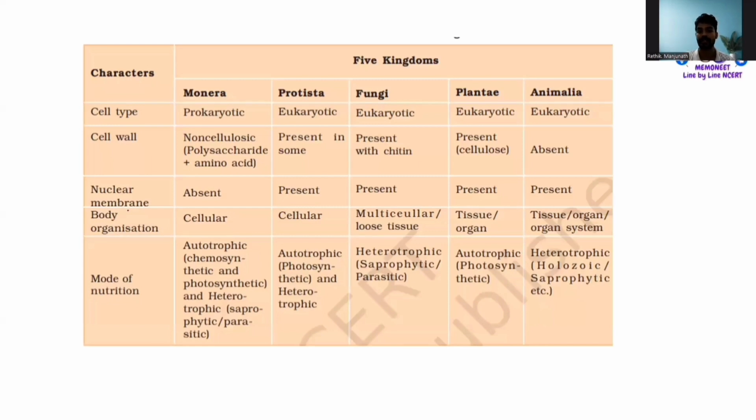So this is the five kingdom system of classification flowchart. We normally have five kingdoms. The kingdom Monera is the very first kingdom. Then we have kingdom Protista, kingdom Fungi, kingdom Plantae, and kingdom Animalia. They have been classified based on these characters: cell type, cell wall, whether the nuclear membrane is present or absent, the body organization, and the mode of nutrition. This is the flowchart, and we are going to learn in depth about each individual kingdom.